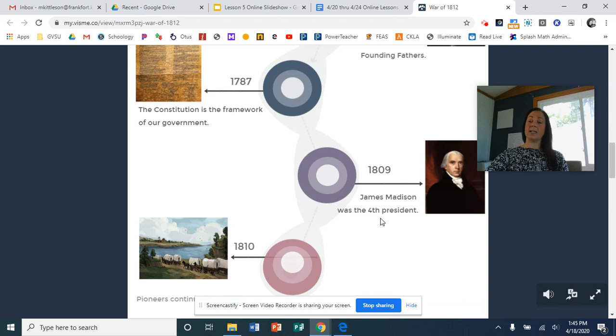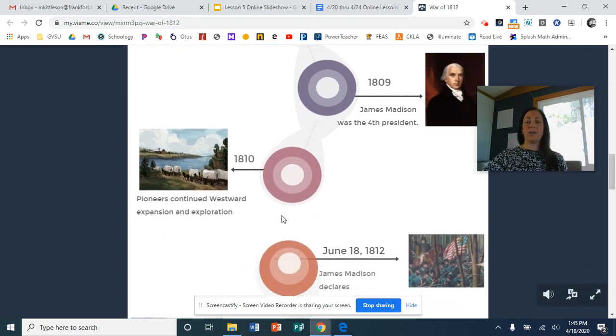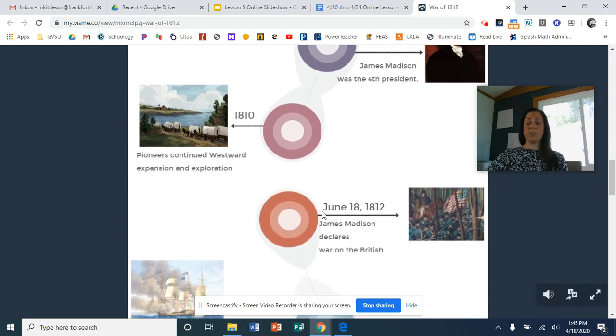In 1809, James Madison is elected as the 4th president. And this is significant because the War of 1812 actually begins under James Madison's presidency. In 1810, we have the pioneers that were settled in the 3 colonies, and they're continuing to move westward. Westward expansion is occurring. They're wanting to gain land and property to try to earn more money for their families. And then on June 18th of 1812, James Madison actually declares war on the British.